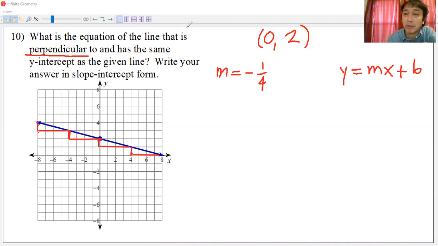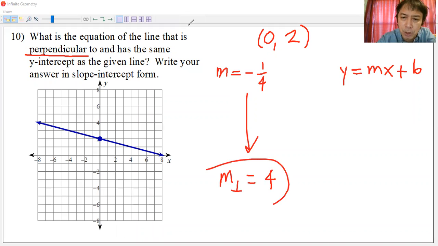Let me remove the triangles now. We're after the slope perpendicular to this slope. That should be a positive. Positive, and 1 over 4 flipped is 4 over 1, which is just 4. So we're going to use this slope, and make it pass through the same (0, 2).